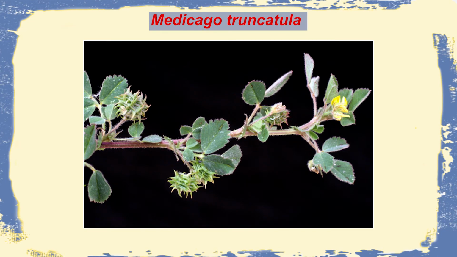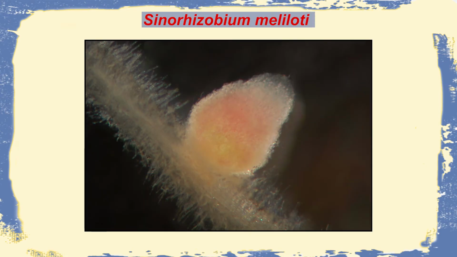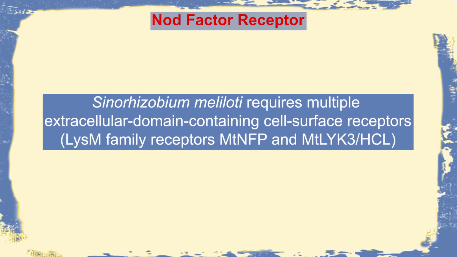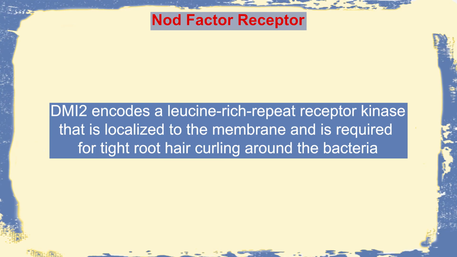Now let us understand the molecular mechanism by which the Nod factor is recognized. And of course here also I shall be considering the host plant as Medicago truncatula and the Sinorhizobium meliloti. So the Sinorhizobium meliloti is producing the specific Nod factor, which is recognized by different receptors belonging to the LysM family, and that include the MtNFP or MtLYK3 receptor, and this particular reception is also mediated by the DMI2, which is actually a leucine rich repeat receptor kinase, and activation of this DMI2 will help in the curling of root hair.